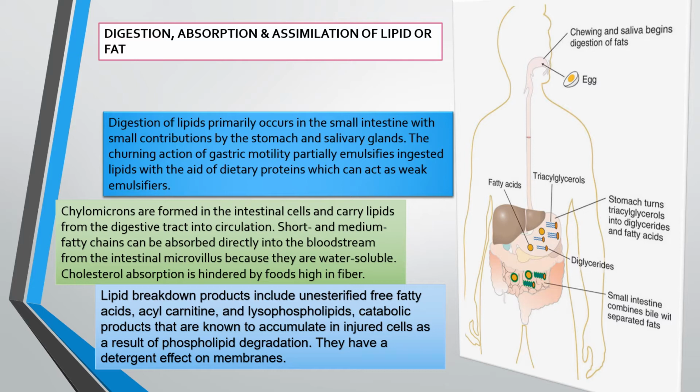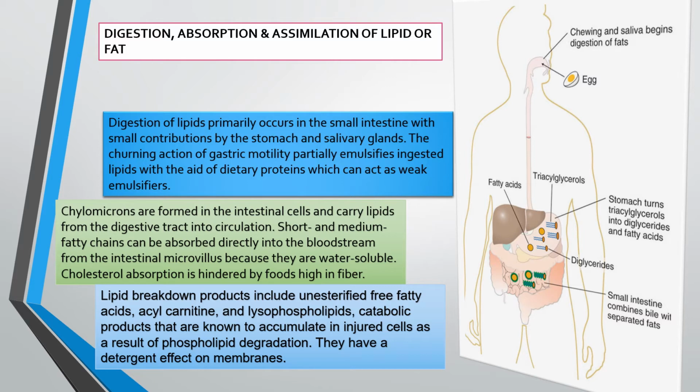Chylomicrons are formed in the intestinal cells and carry lipids from the digestive tract into circulation. Short and medium fatty chains can be absorbed directly into the bloodstream from the intestinal microvillus because they are water soluble. Cholesterol absorption is hindered by foods high in fiber. The last step is assimilation of lipid.